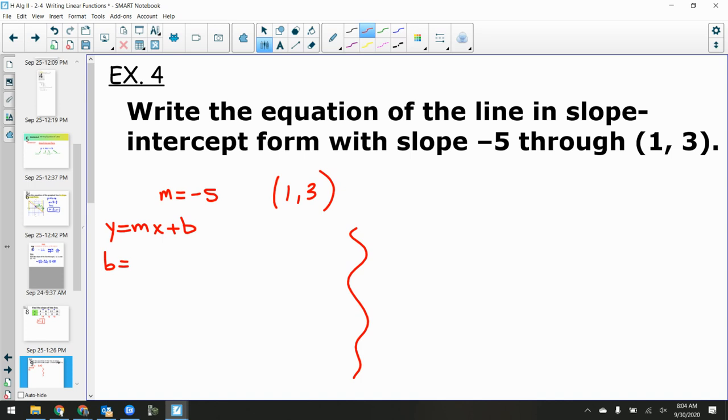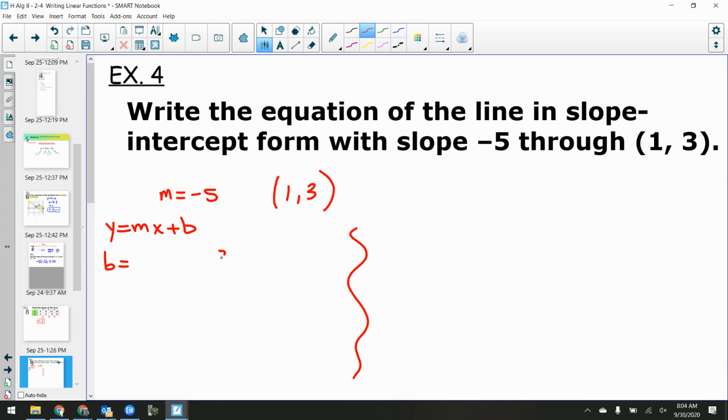The nice thing is I'm given a coordinate. Now, be careful. Is my b value 3? No. My b value is not 3. If it was 3, this would be 0, 3. This is 1, 3. This is not my y-intercept here. But I can use that coordinate to help find b. Okay, I've got this equation y equals mx plus b. I have an x and y value and an m value. If I plug all of this information into this equation, I can solve for what b should be.